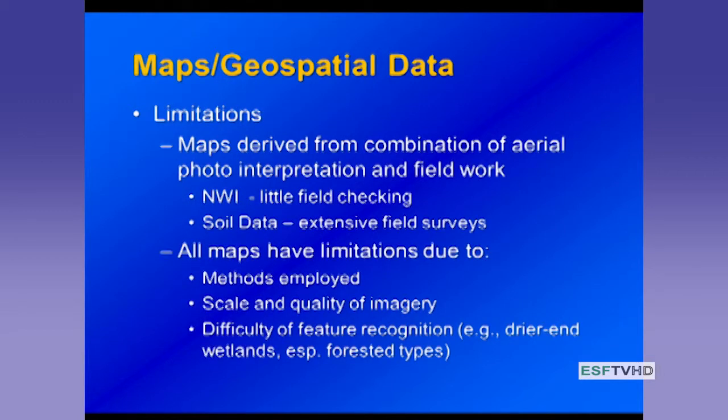Before using any map, we have to realize there are limitations. First of all, these maps are produced by a combination of using aerial photography and interpreting those images, and then with a certain amount of field work. You'll find that the National Wetland Inventory maps utilize very little field checking, just mainly to check various wetland signatures, whereas the soil survey maps were produced by extensive on-the-ground field work by soil scientists.